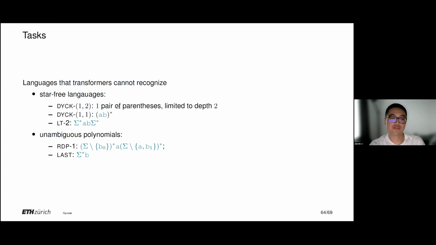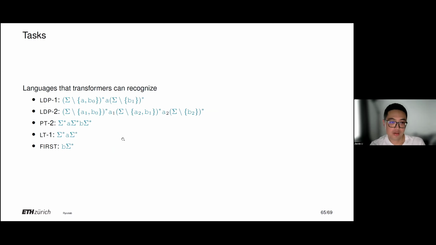These are all languages that are very simple, and some of them have been shown to fall within the capacity of transformers under different assumptions. In contrast, the languages that can be recognized include the left deterministic polynomials and piecewise testable languages, which require a certain subsequence to exist in the strings rather than a contiguous substring. And also the first language, which is the language that starts with a symbol B.